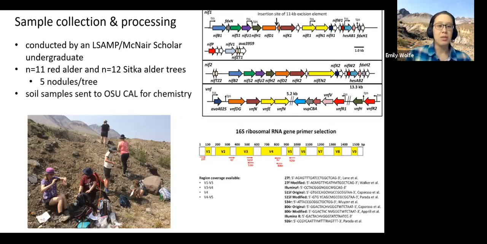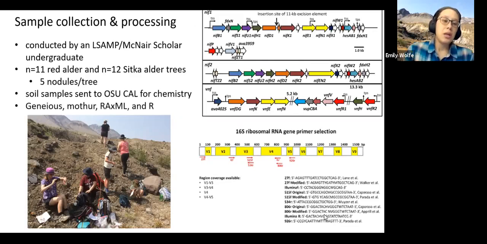All right, so we also sent samples to OSU, their Cal lab for chemistry, including nitrogen and phosphorus content. And then sequences were cleaned. When they came back, the raw sequences were cleaned in Geneious. And then I binned them into OTUs and assigned taxonomy in Mothur. I used Silva, this was for 16S, just to confirm that they were Frankia only, and they were. And phylogenetic trees were constructed in RAxML. I then cleaned them up in R, and then R was used for statistical analyses and producing the figures, including cleaning up the phylogenetic tree.